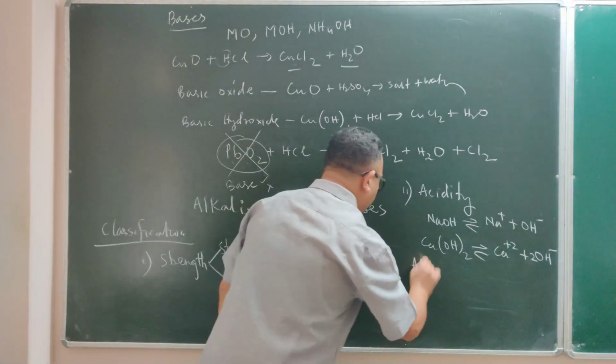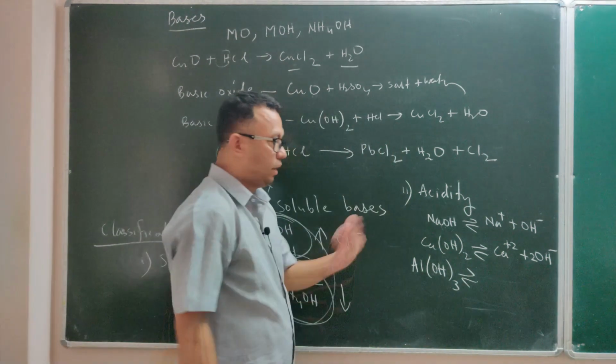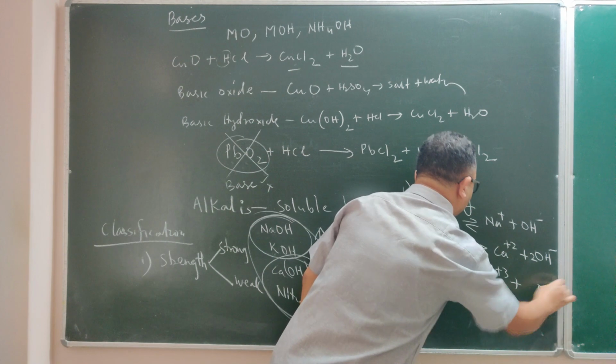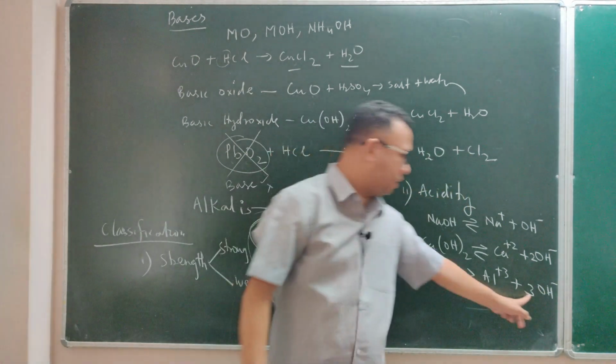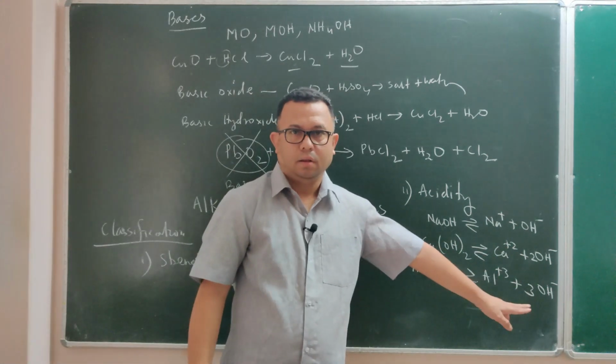Similarly, if I am going for aluminum hydroxide, it will give you aluminum ion and hydroxyl ion. But to balance it, 3 are there, so I have to write 3. So then we say that acidity of aluminum hydroxide is 3. So it is very easy.